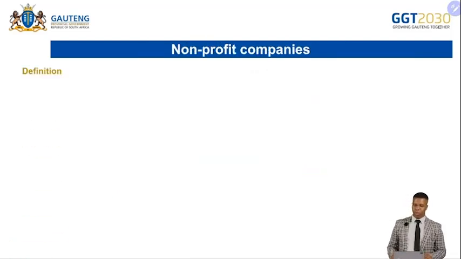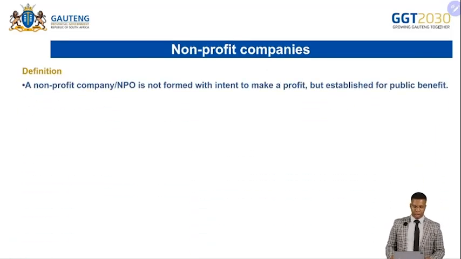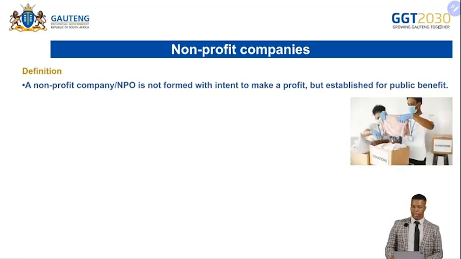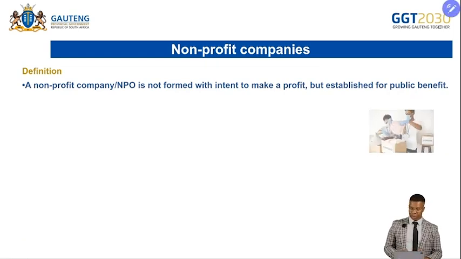And then now we look into non-profit companies. The definition of a non-profit company: a non-profit company is not operating to make profit. We should be clear. A non-profit company is not formed with the intent to make profit, but is established for public benefit. So that is to maybe donate to those who are not fortunate.